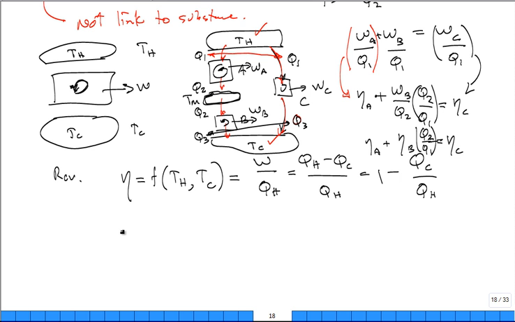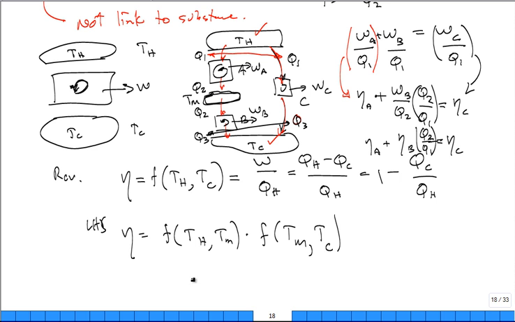The thermal efficiency of the left-hand side with the two heat engines A and B is equal to a function of temperature hot, temperature intermediate, and the function of temperature intermediate, temperature cold. And that needs to boil down to simply the efficiency on the C side, the right-hand side, which is a function only of the temperature hot and temperature cold. The intermediate is some figment.